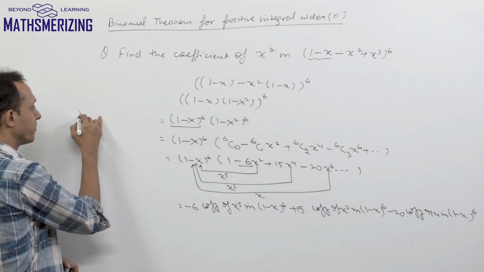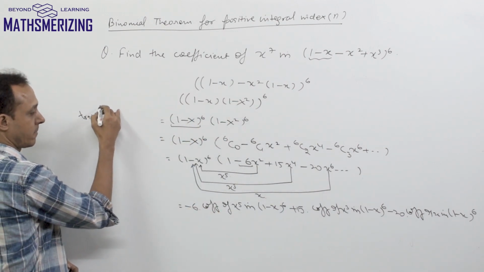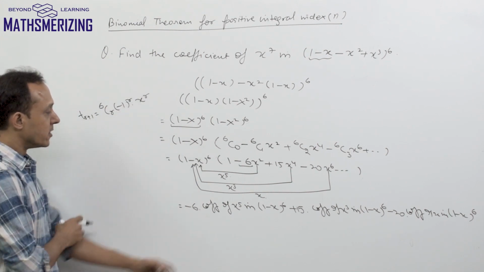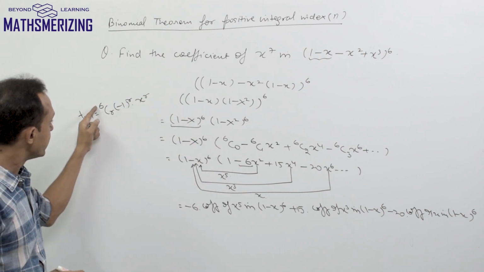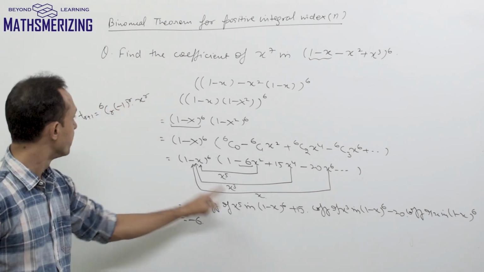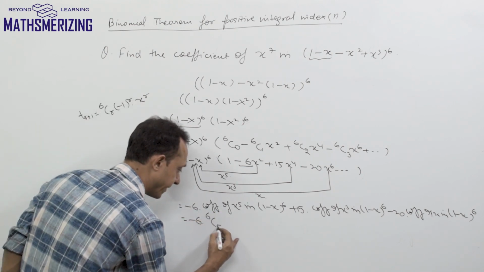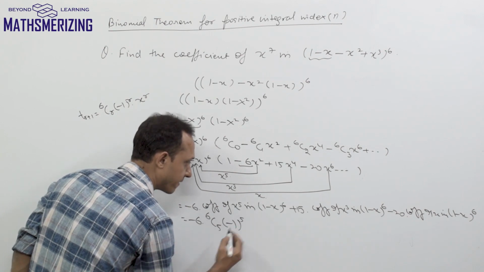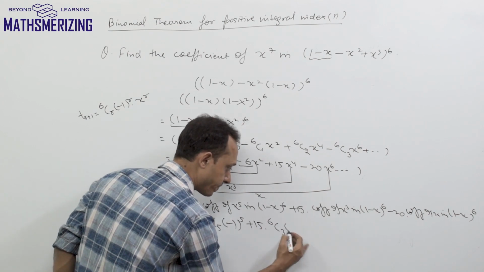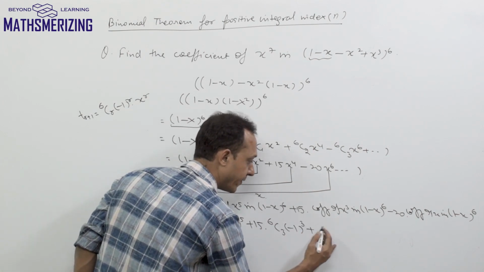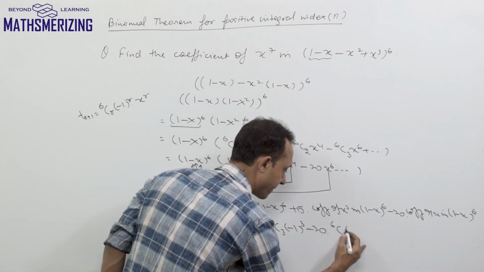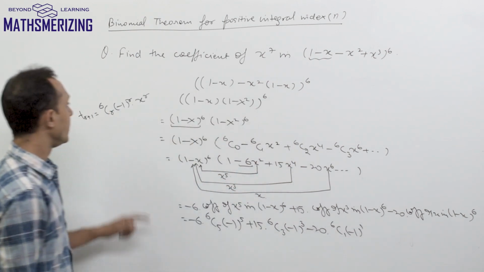Now if I write the general term, so tr plus 1 will be 6cr minus 1 to the power r into x to the power r. So if I have to find coefficient of x to the power r, it'll be simply 6cr into minus 1 to the power r. So it'll be minus 6, and then coefficient of x to the power 5 will be 6c5 minus 1 to the power 5, plus 15. Now coefficient of x cube will be 6c3 minus 1 to the power 3, and then finally it will be minus 20 into coefficient of x will be 6c1 into minus 1 to the power 1.